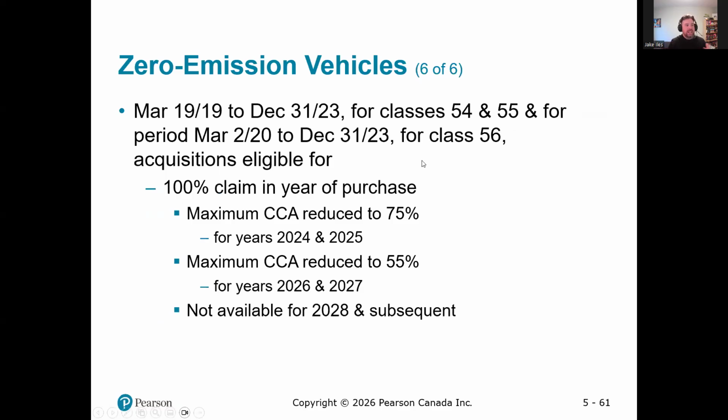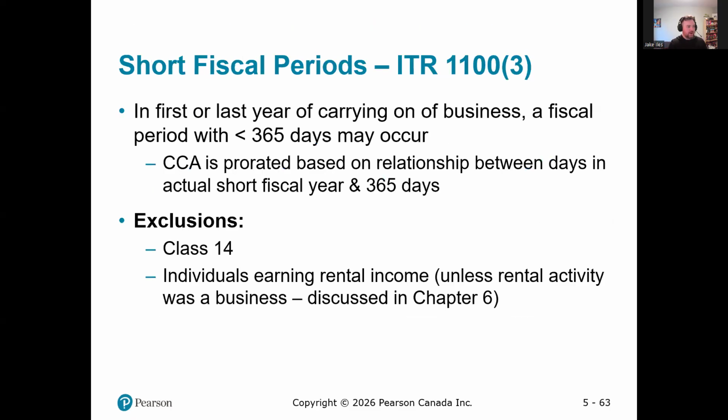But we don't give you any zero emission calculations in this course. So I'm going to skip through in the interest of time to get to short fiscal periods. In the first or last year of carrying on a business, a fiscal period with less than 365 days may occur. So CCA needs to be prorated based on the relationship between days in the actual fiscal year and a full year.